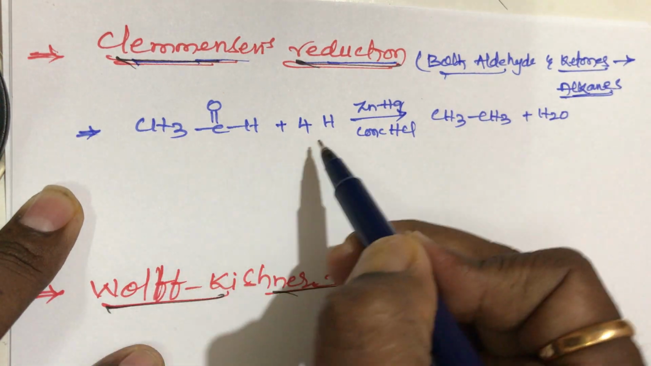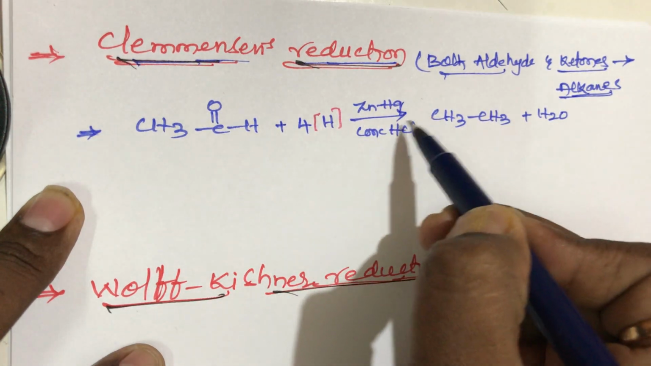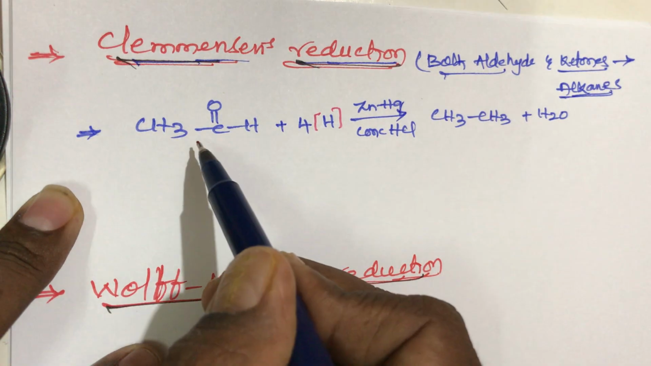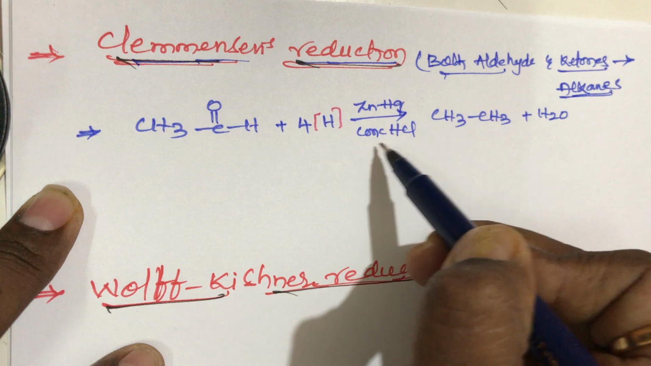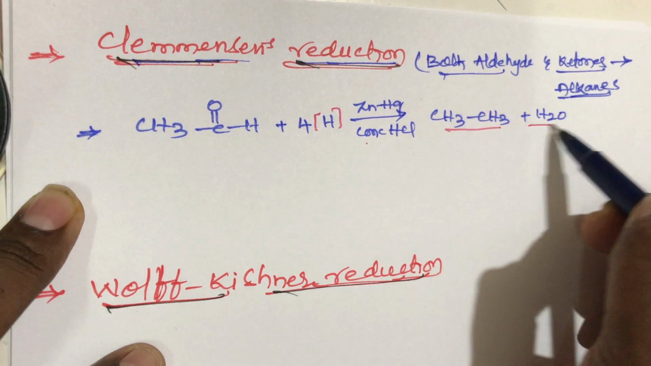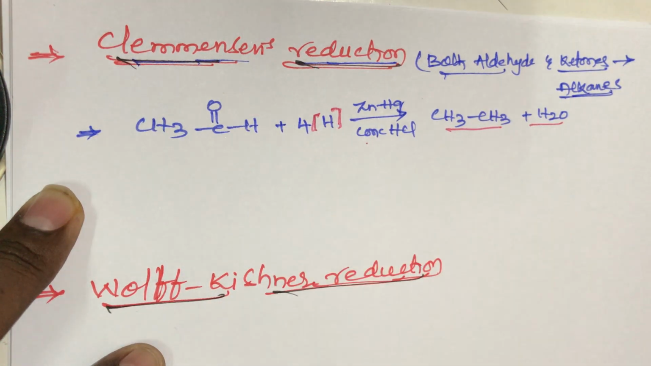When acetaldehyde is reduced with zinc amalgam, ZnHg, this zinc acts as a reducing agent, students. In this reaction, when acetaldehyde is reduced with zinc amalgam in the presence of concentrated hydrochloric acid, we get ethane, student. In this reaction, 4 hydrogens are involved.